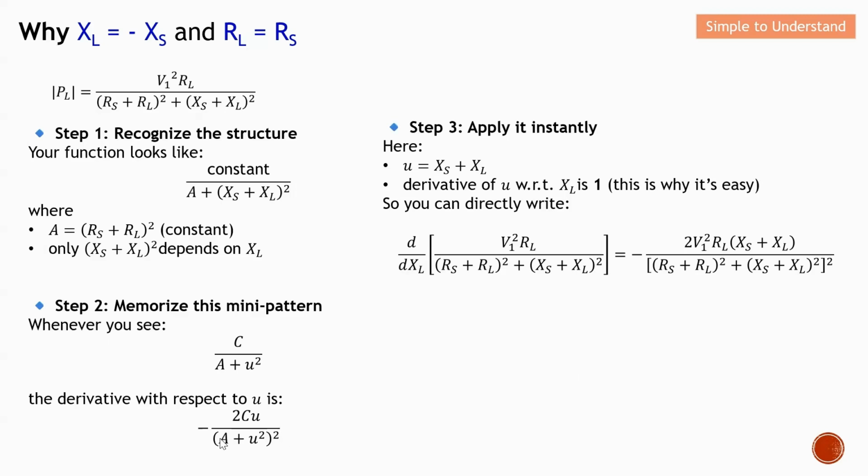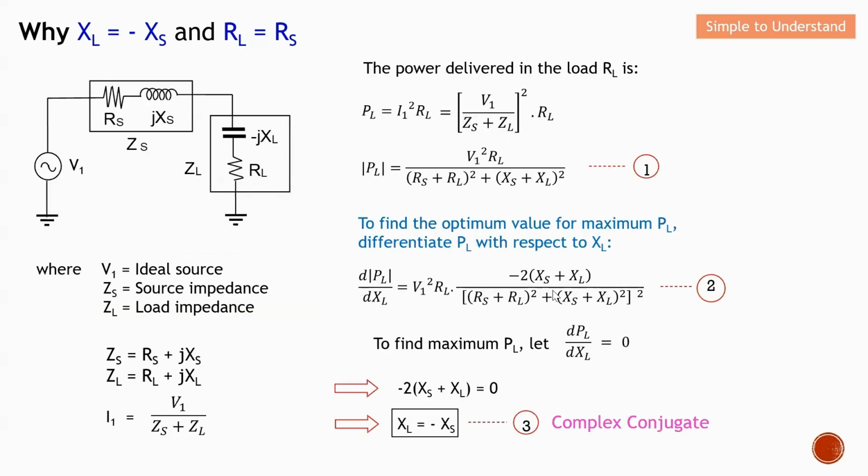Okay, next will be the A term. A is RS plus RL squared. You can see that this is in fact the A term here. Next, this is actually the U term, okay, which is XS plus XL. And remember, there is a squared term over here, so therefore I have this squared term. So this is how I actually differentiate this equation to generate this outcome here.